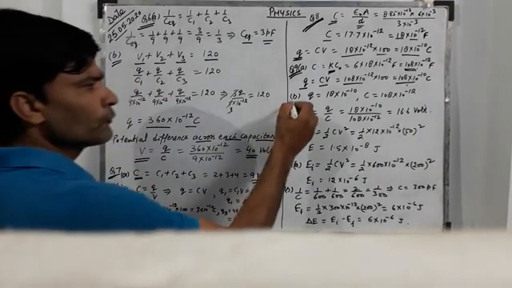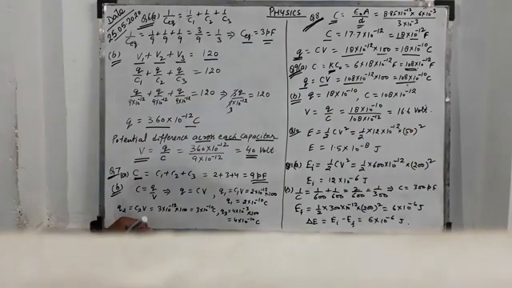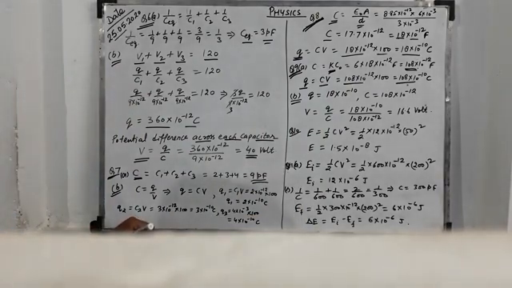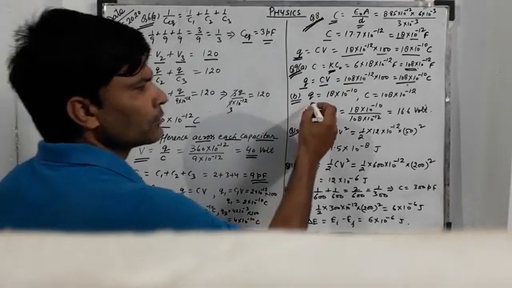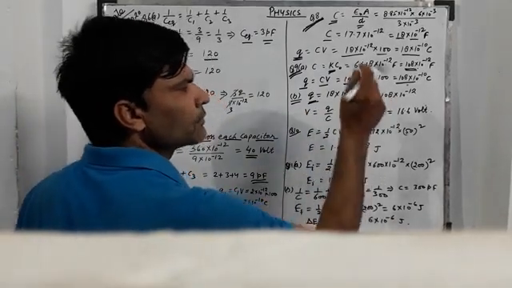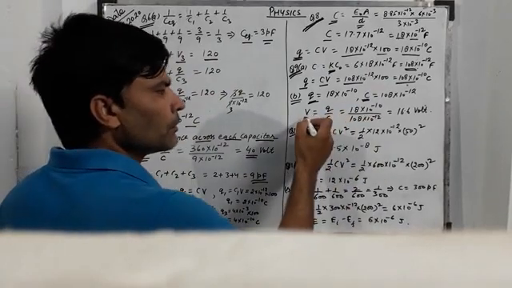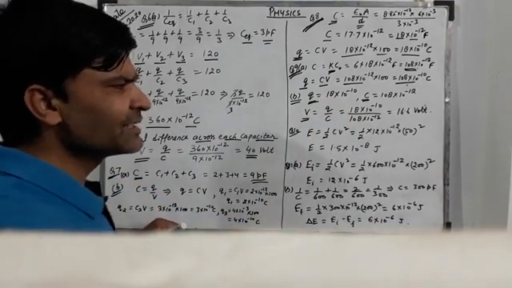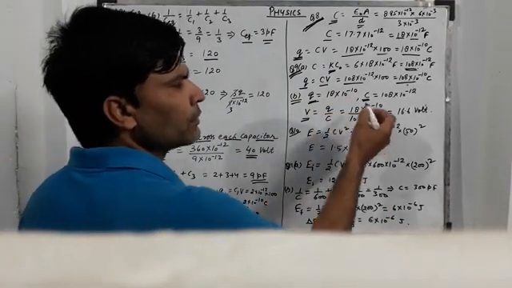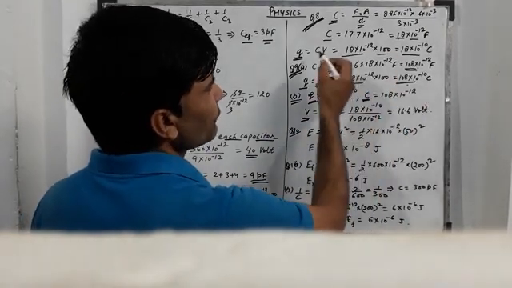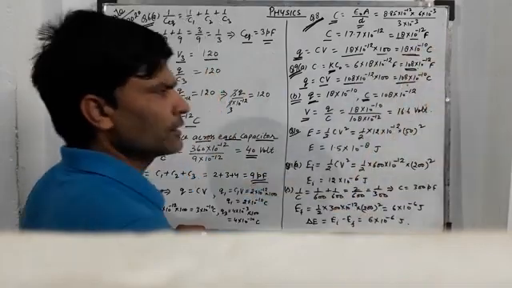In the B part of question number 9, the question is saying that the capacitor is disconnected from the supply. Then the charge remains same, capacitance remains same. What is the potential? Then V is equal to Q upon C, and that is 18 into 10 to the power minus 10. This is from question number 8.